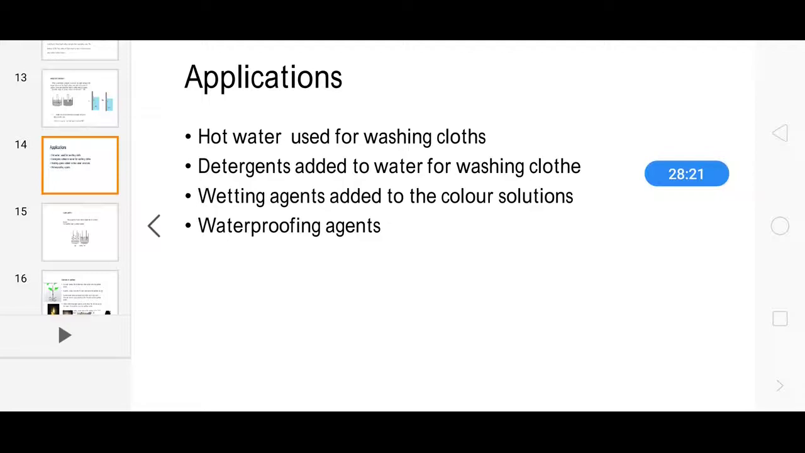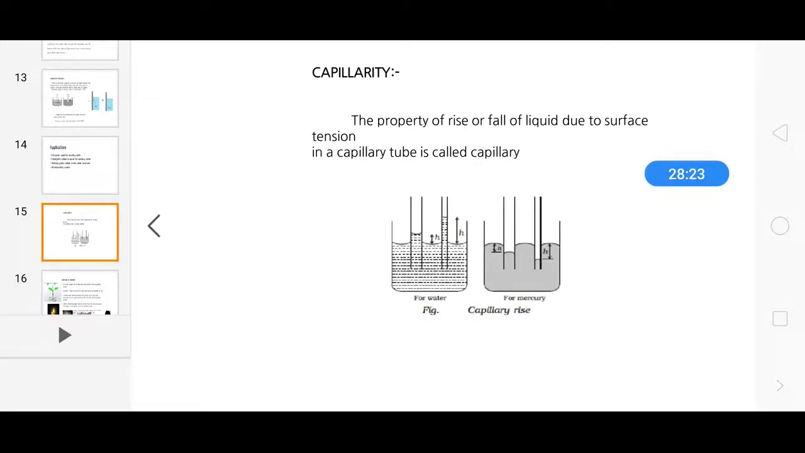Okay, next one, the capillarity. Capillarity means the rise or fall of the liquid due to surface tension. The rise or fall of the liquid due to surface tension is called capillarity. So what is the rise and fall in the capillary tube?